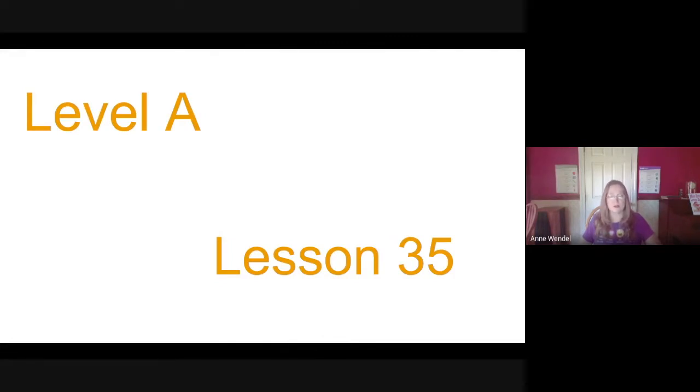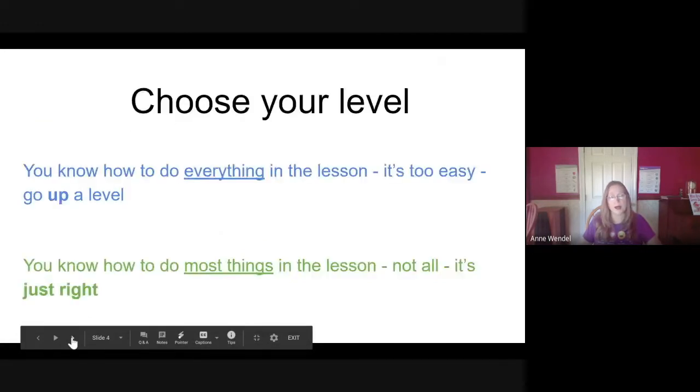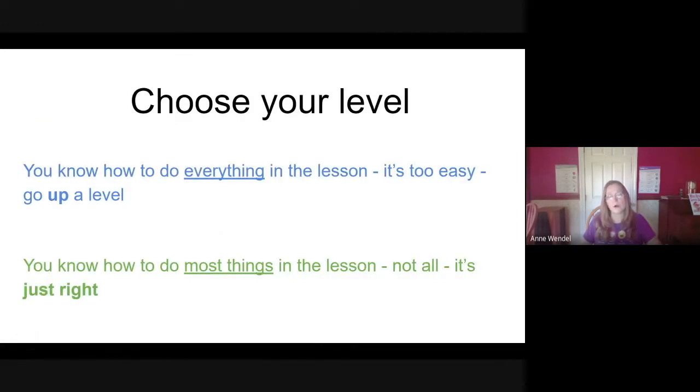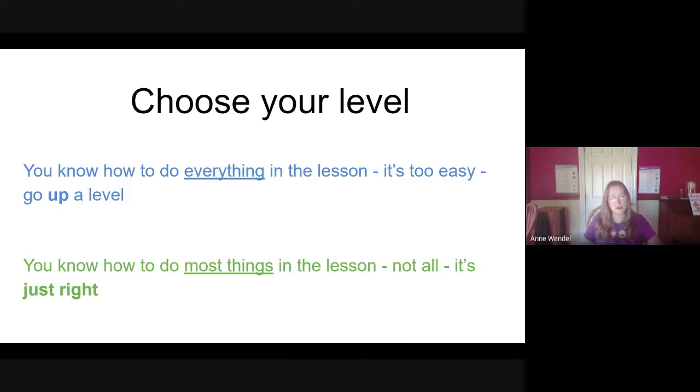We're going to read a new story, we're going to learn a new vowel pattern, and we're going to review some vowel sounds and vowel rules. If you know these rules already and the words in the story are way too easy, you might want to try our level B1 video. If you know how to do most things in the lesson, but not all, it's just right for you.